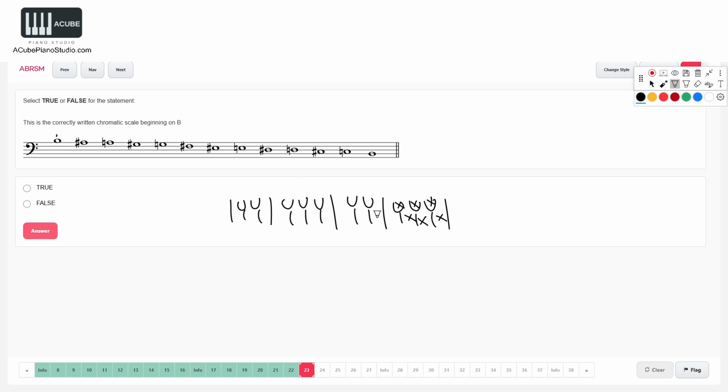E sharp, so E, when you put a sharp, is one semitone higher, so this is E sharp. Then this one is E here. Then D sharp is here. D natural, which is this one. Then C sharp is here. C is here, and then B. So yes, they go from one semitone to the other. So this is a correctly written chromatic scale beginning on B. So it's true.